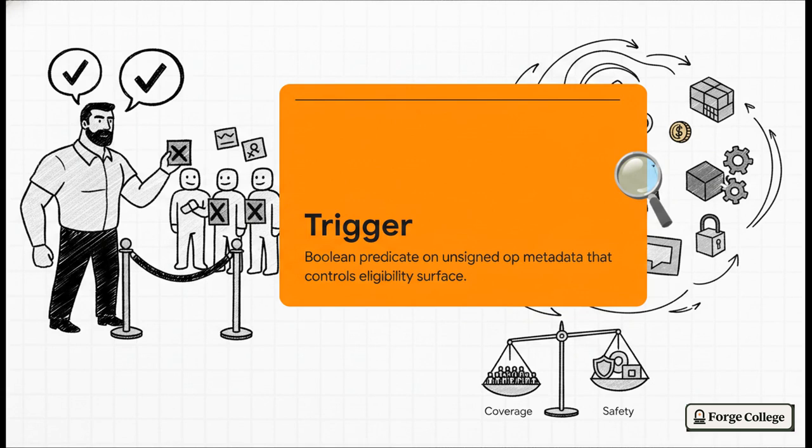The trigger controls your eligibility surface, so it's always this delicate balancing act between coverage, letting the good users in, and safety, protecting yourself from spam or crazy cost spikes.